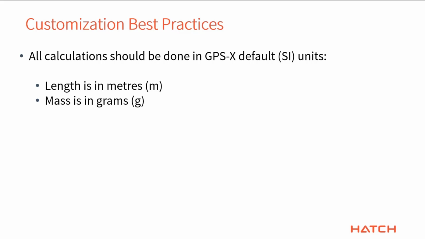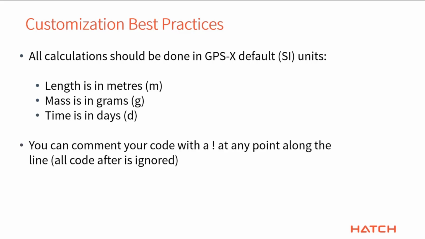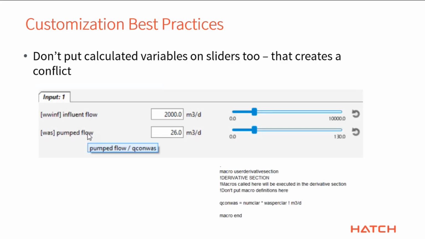Mass, anything based on mass is going to be in grams, and anything on time is based in days. So you can figure out what the combined unit of all of those things will be. And as I suggested, make sure you comment your code with an exclamation point at any point along the line, and then everything after that is ignored.